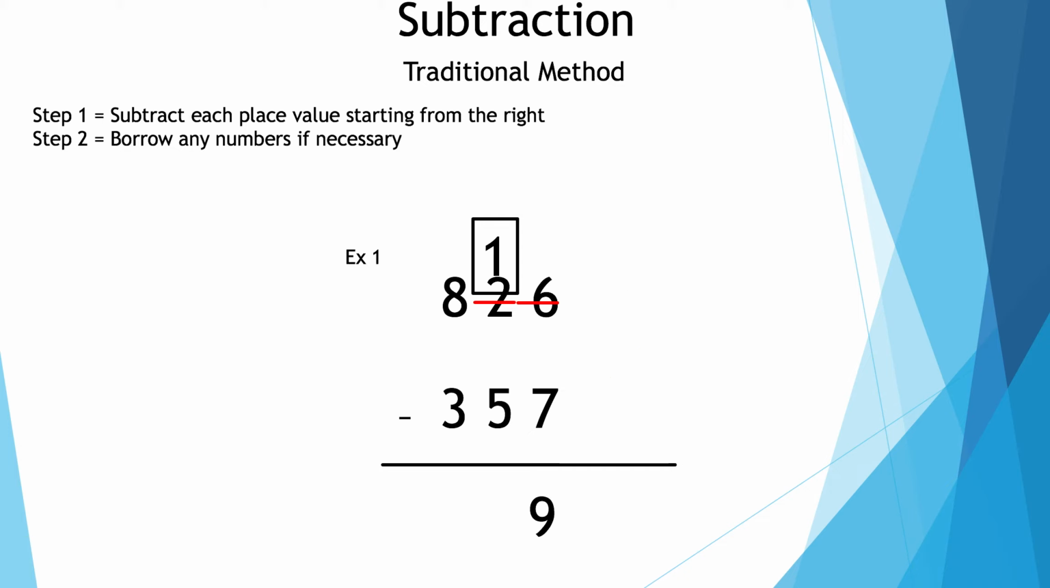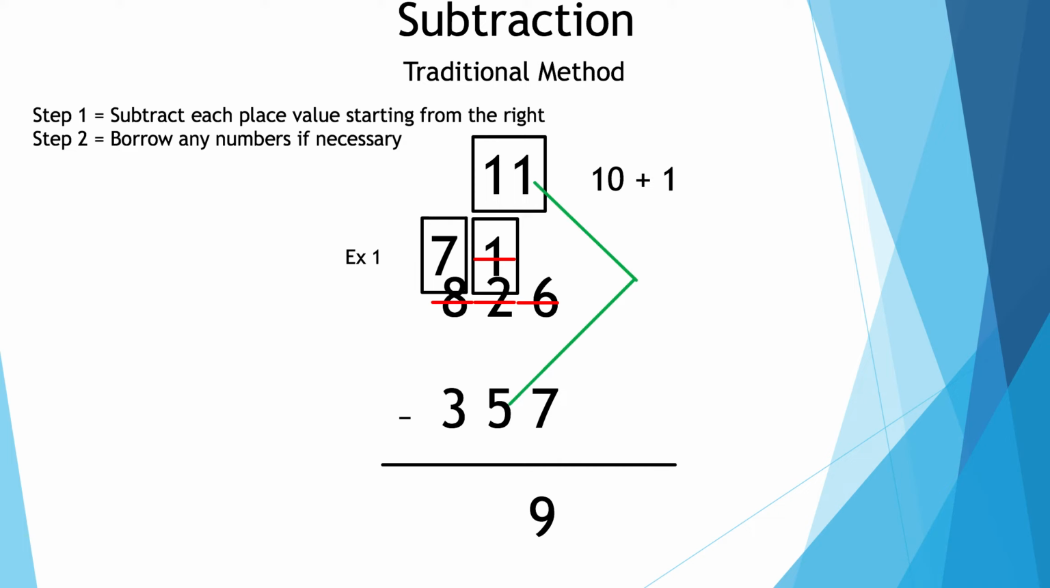And so now we have to change the 8. Change the 8 into a 7. Now we have to add 10 to the 1, which is 11. So 11 minus 5 is 6. 7 minus 3 is 4. So my final answer is 469.